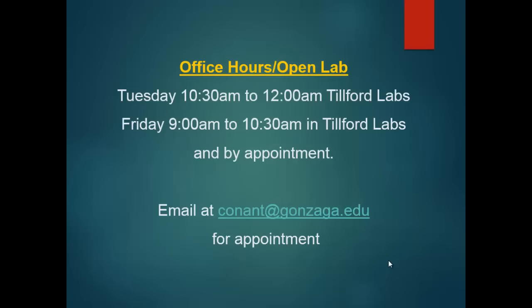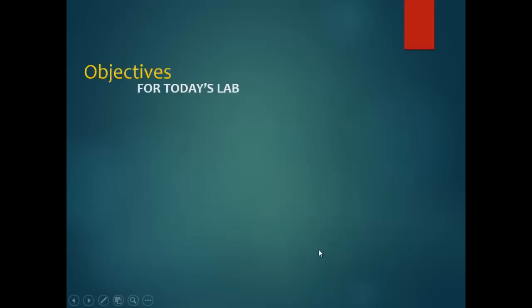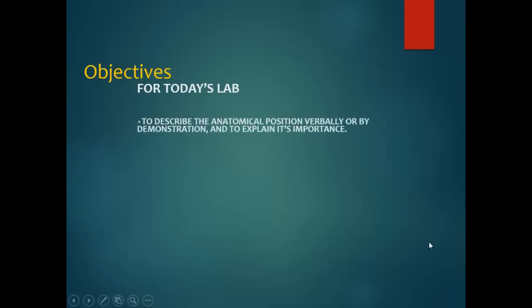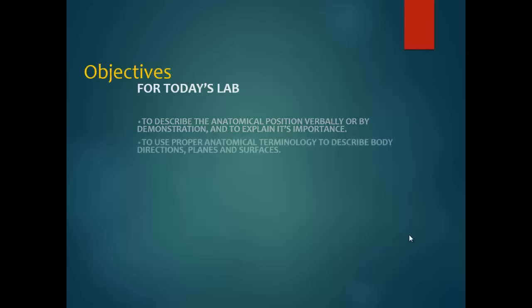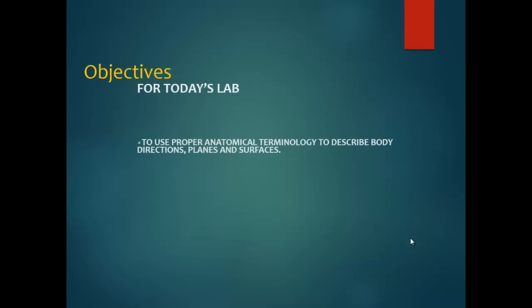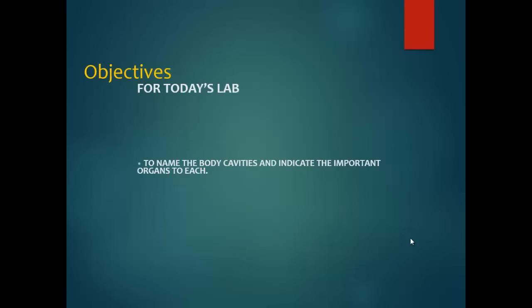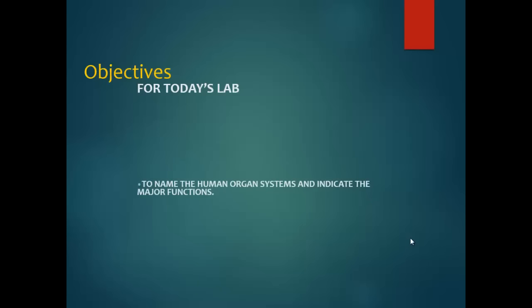So just again in this first pre-lab content, here are the different times of open lab. The objectives for this week's lab are going to be describe the anatomical position verbally or by demonstration and explain its importance. We are going to learn to use proper anatomical terminology to describe the body directions, planes, and surfaces. We'll name the body cavities and indicate the important organs that belong in each. And we'll name the human organ systems and indicate the major functions of those systems.